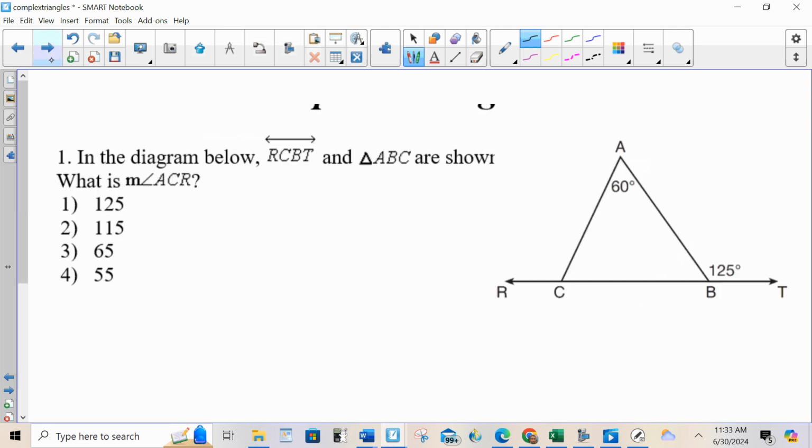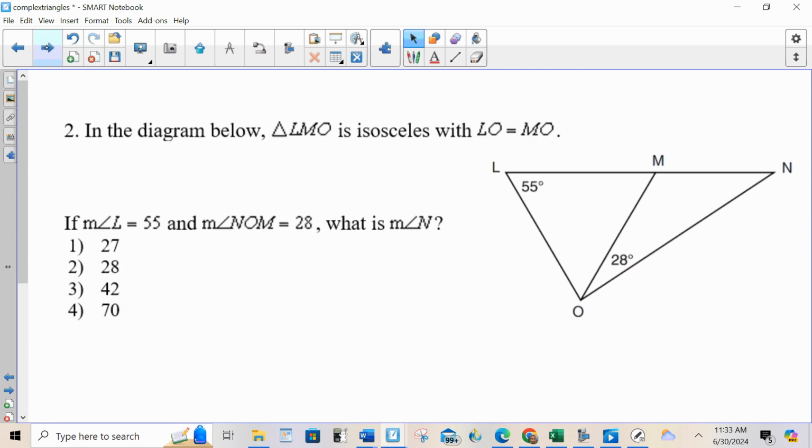So let's take a look at number one. In fact, let's not look at number one. Let's jump right to number two. Always read the question to see if there's anything important. If not, then you're going to be using just linear pairs and angles of a triangle.